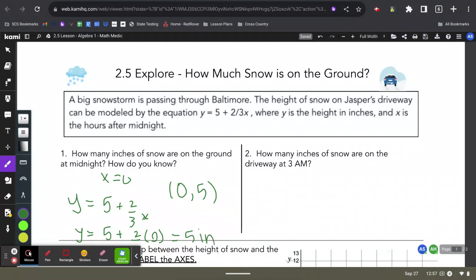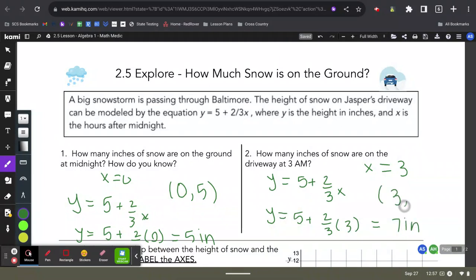How many inches of snow are on the driveway at 3 a.m.? We still have y equals 5 plus 2/3 x, and our x value here is going to be 3 because 3 a.m. is 3 hours after midnight. Y equals 5 plus 2/3 times 3 is going to equal 7 inches. Our coordinate for this one is 3, 7.